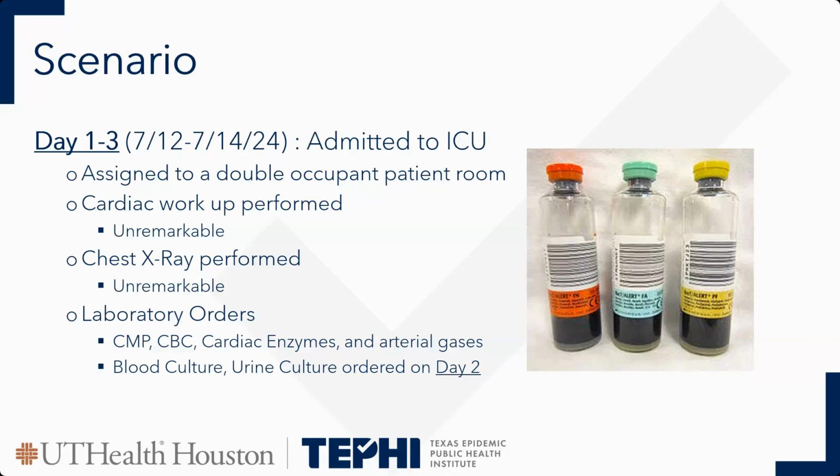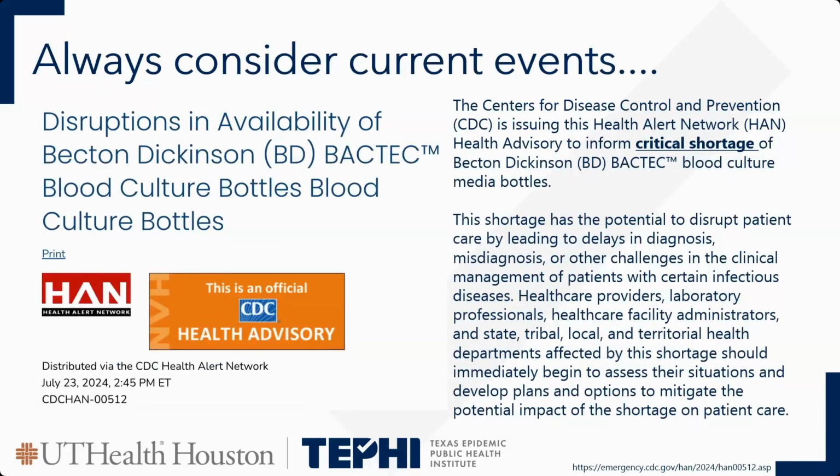And then we are starting to order labs. We do our metabolic functions specifically, and on day 2 of admission we're ordering blood cultures and urine cultures. Here's a picture of our cultures. Before you even begin, you are aware at the time that there is a national shortage of blood cultures. This is the Health Alert Network, or HAN, advisory that went out last week on July 23rd.